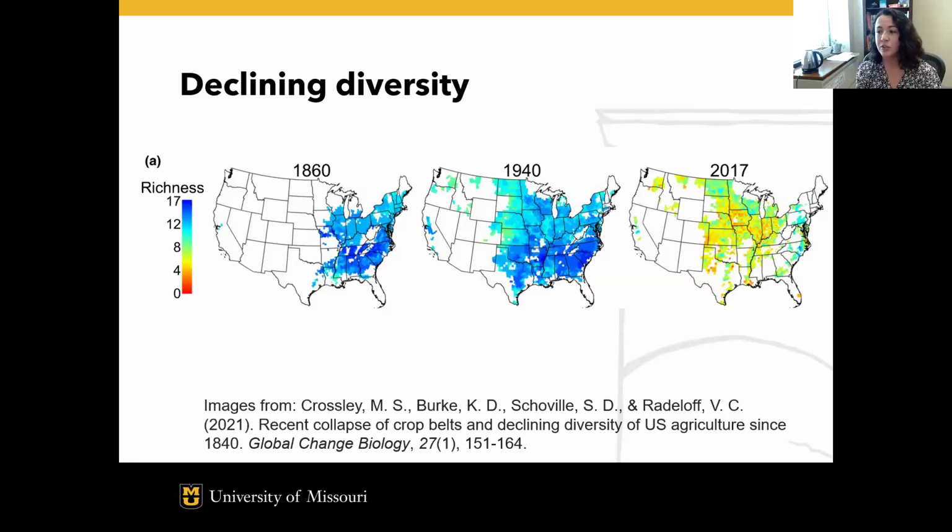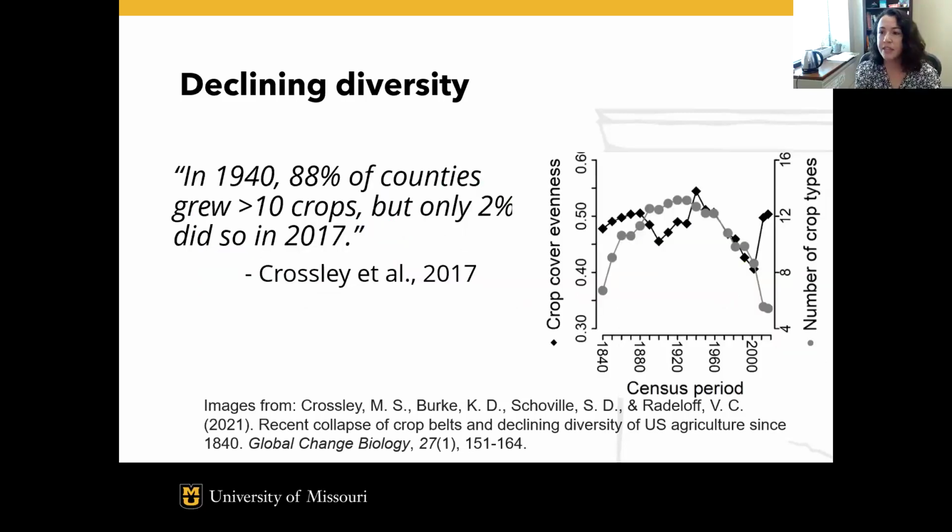And we can see this westward expansion of agricultural production, but then also this pretty pronounced decrease in the number of different crops that are grown in each county from 1940 to 2017. Crossley says this represents a decrease from 88% of counties growing more than 10 crops in 1940 to about 2% in 2017. This is a pretty big decrease in the diversity of our cropping systems.